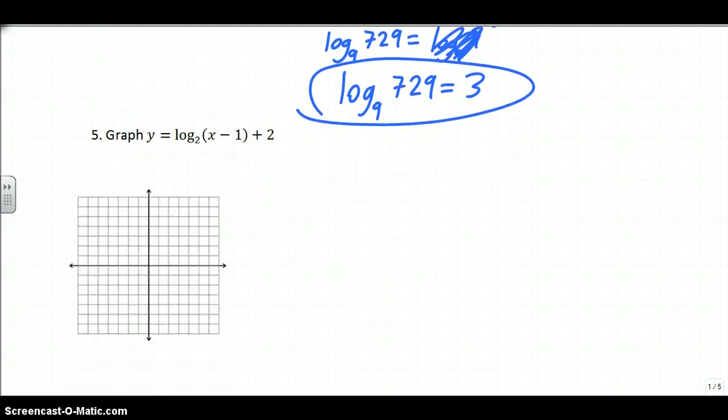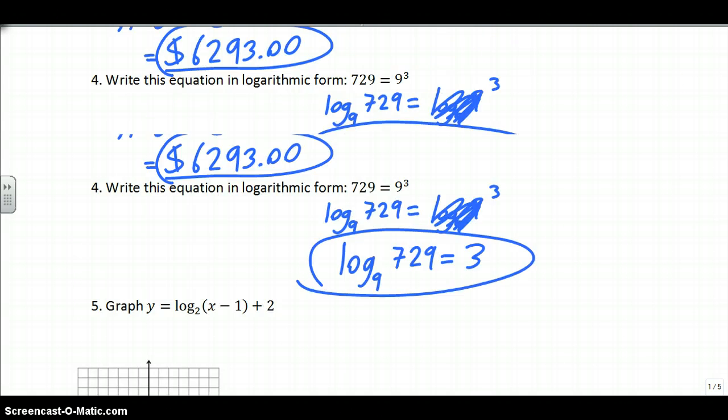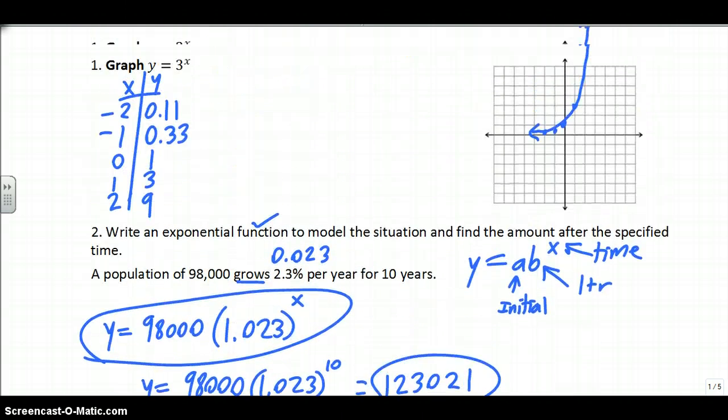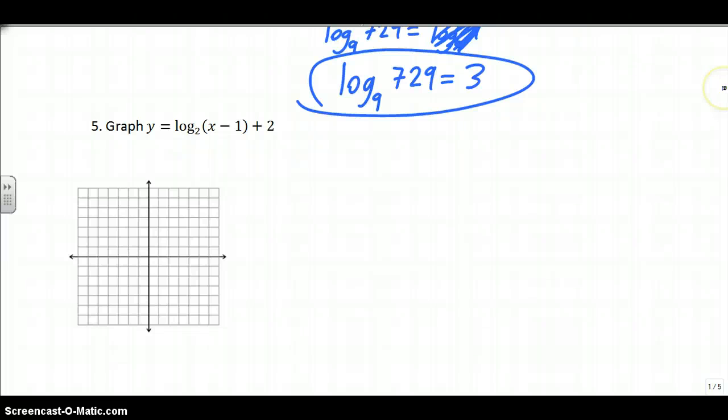Okay. Graph y equals log base 2 of x minus 1 plus 2. Well, logs are a little tricky to graph. I can remember how to graph number 1 if they're exponential. That's pretty simple. So if there's some way I can rewrite this log equation as an exponential, then I can make a t-table for it.